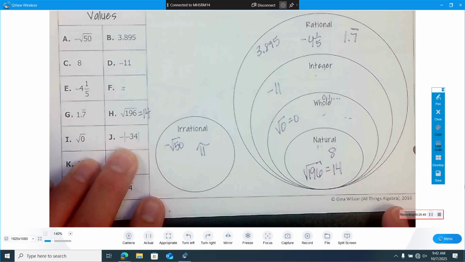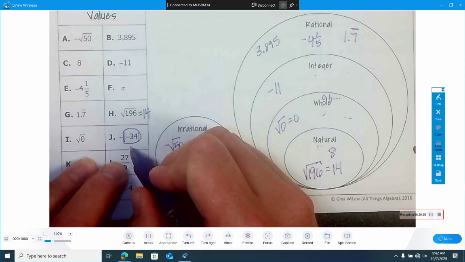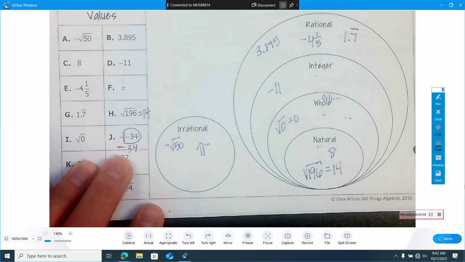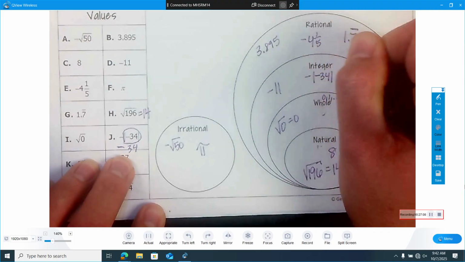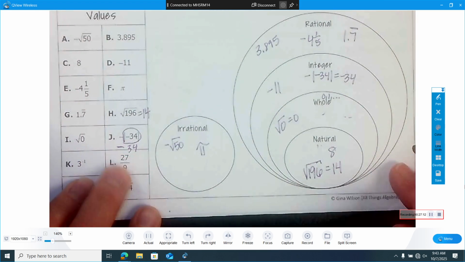J cleans up. What does that clean up to? The absolute value of negative 34 is 34, and it's got a floating negative out in front. So it's negative 34. Where should that belong? Integers. The negative absolute value of negative 34 really just cleans up to negative 34. So it belongs as an integer.